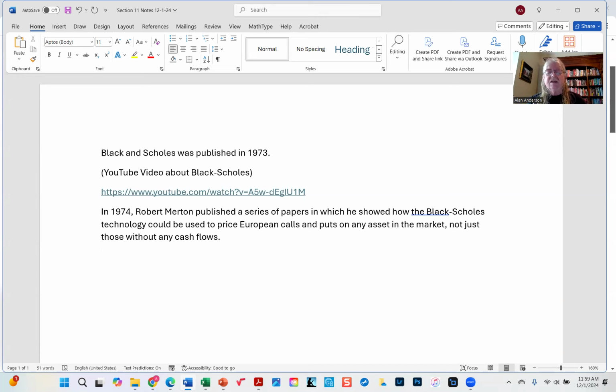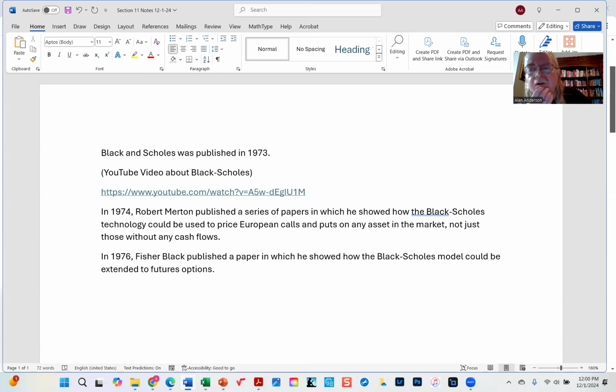Now, in 1976, Fisher Black published a paper in which he showed how the Black-Scholes model could be extended to futures options. Of course, a futures option is an option where the underlying security is actually a futures contract written on some other asset. For example, you could have an option to enter into a futures contract to buy British pounds or to sell British pounds. And you might think, well, why do we need that extra layer of complexity?